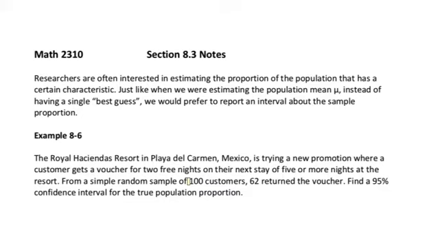So looking at these numbers, I have a random sample of 100 customers and 62 returned the voucher. That tells me that my point estimate for the percentage of customers who would use the voucher is 62%. But I want a 95% confidence interval. So I want an interval that I can be 95% confident contains the true population proportion. So let's go to Minitab.